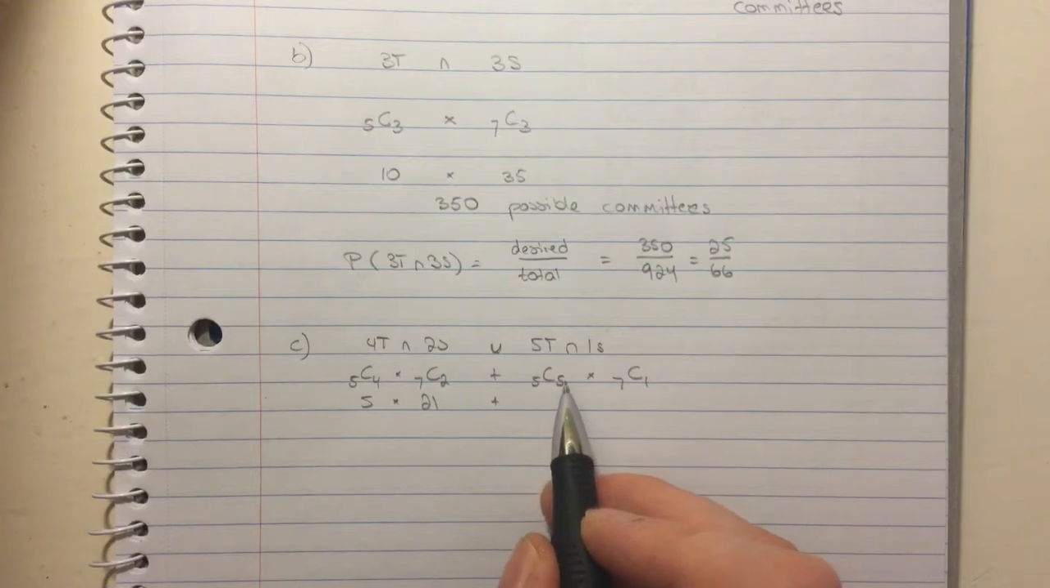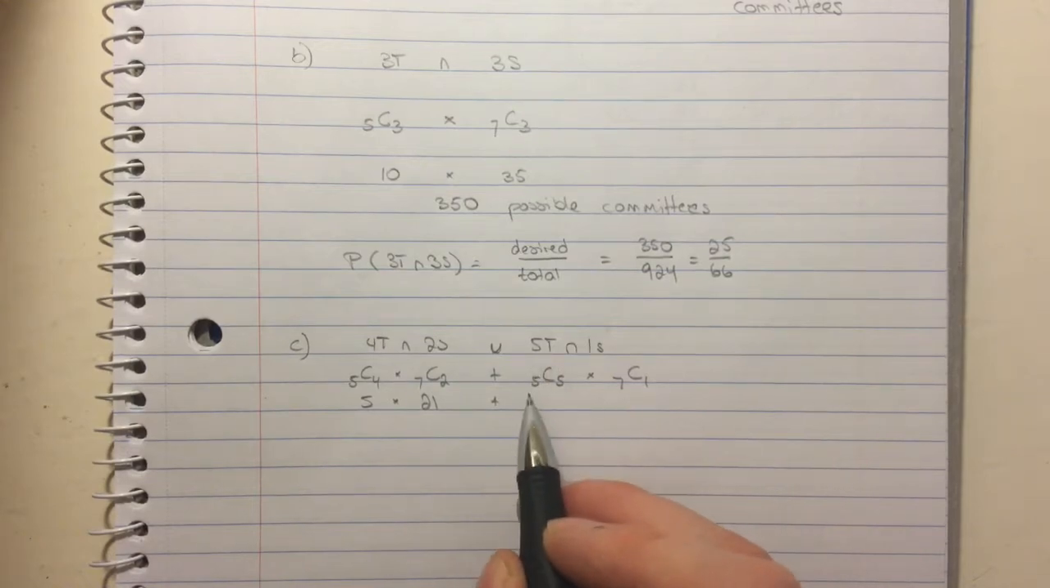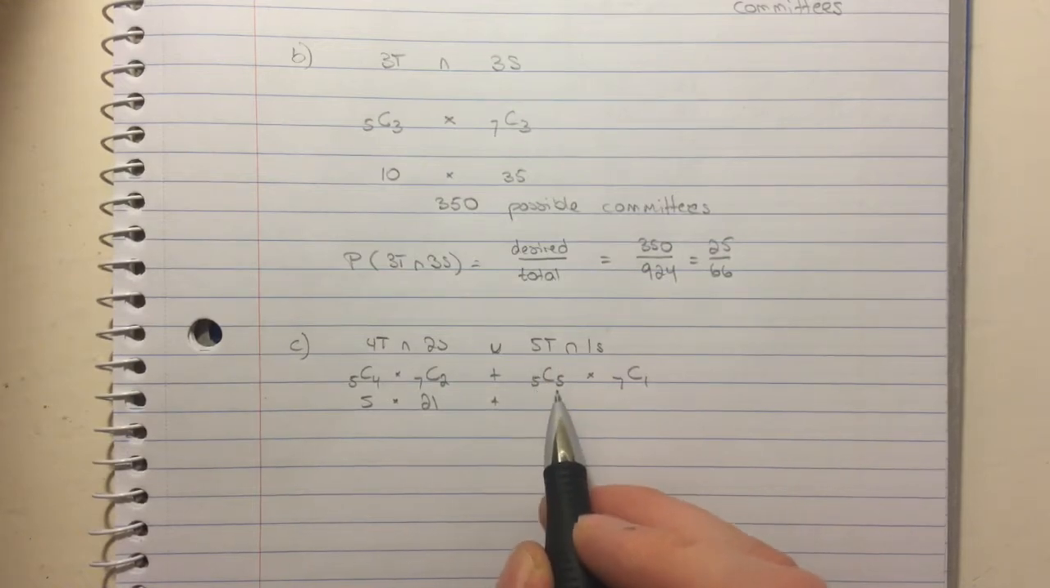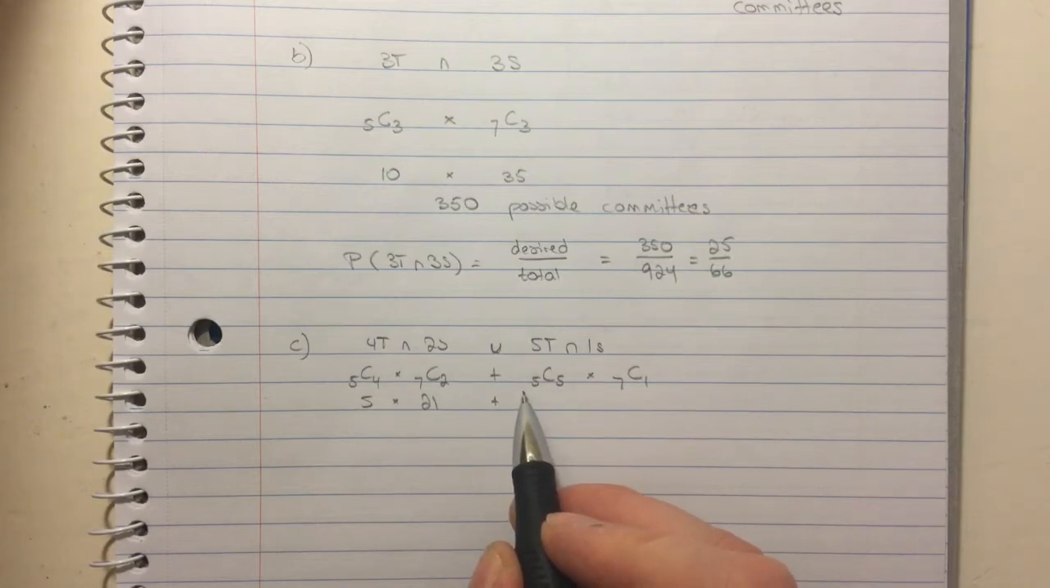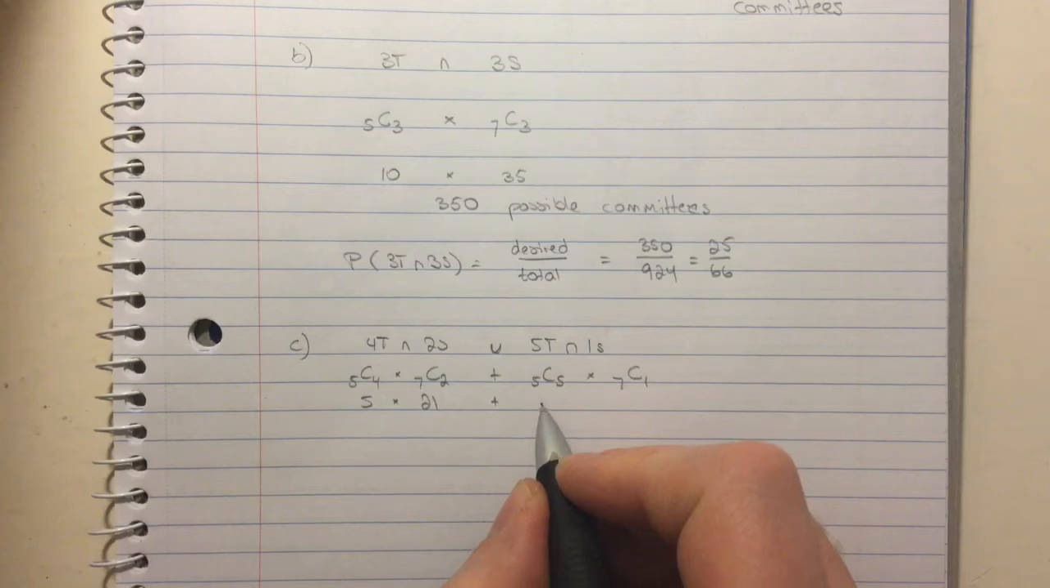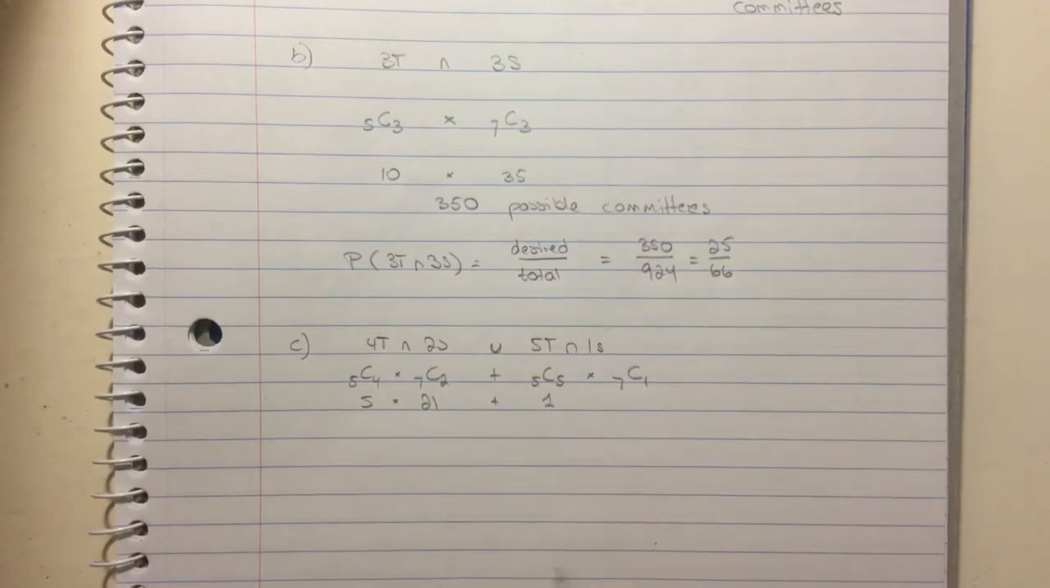Next one. This one also is easy to figure out. How many ways can I choose a group of 5 out of 5? Hopefully it makes sense that you can only choose a group of 5 out of 5 in one way. There's only one way to do that.